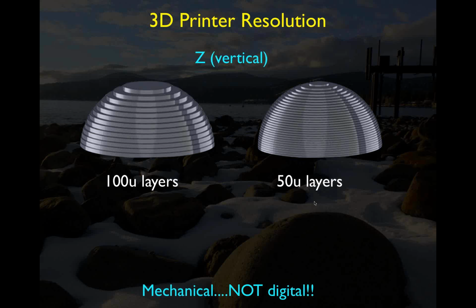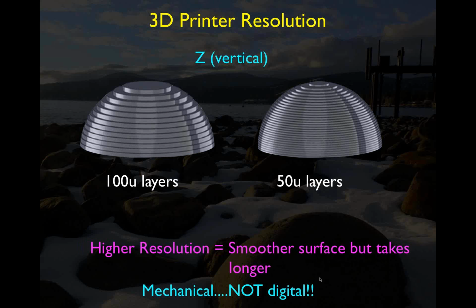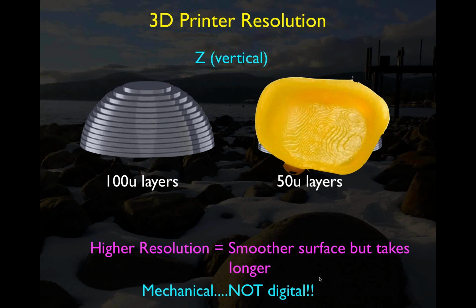Some use chains and belts, some use screws or augers. There's different ways for transporting the build plate up and down, but that is what determines the Z axis. So it's an important consideration. So we talked about this high resolution being smoother surface, but takes a lot longer. Now this will show you what 50 microns looks like. Because the top of this coping was almost flat, in order to produce it, there's a lot of layers here. You can see them, and each one of these little lines represents a 50 micron layer.